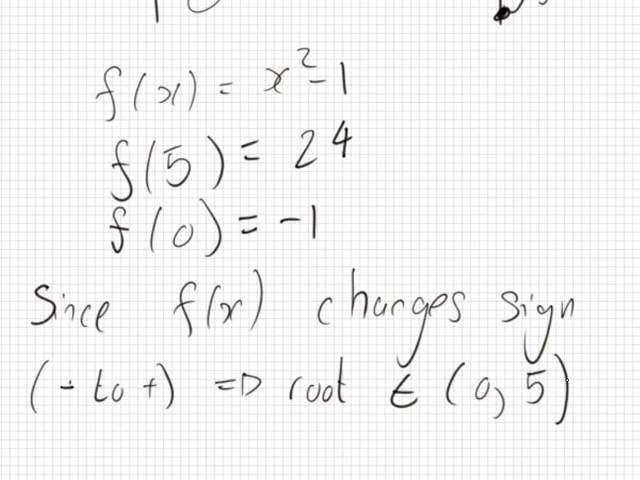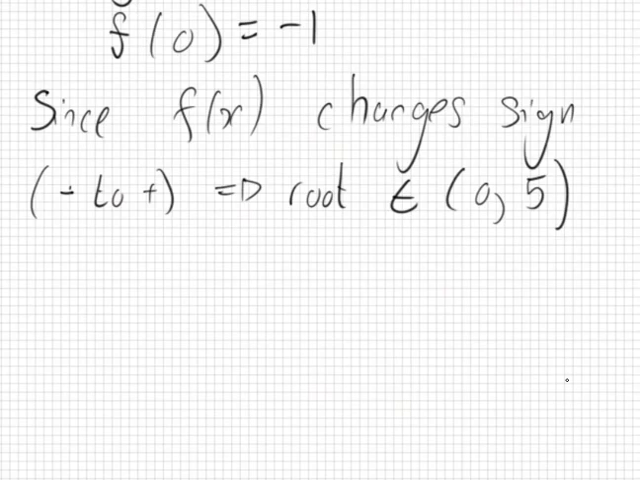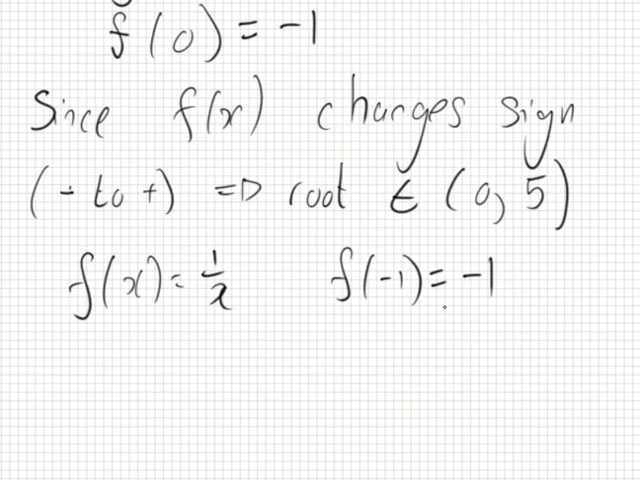Now, this doesn't always work, and you can see why in this example maybe. f(x) equals 1 over x. What's f of minus 1? Minus 1. And then f of 1 would be 1. But this does not have a solution between minus 1 and 1. And the key difference between this and my last example, well, what is the problem with this function? What makes it so different to the last one I did?